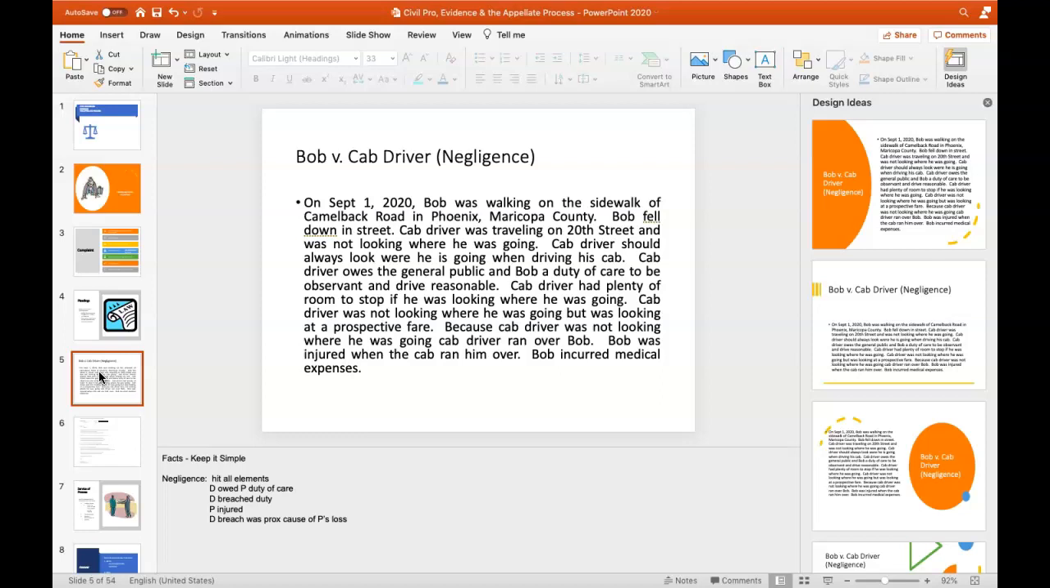Notice that the complaint hits upon all of the elements for negligence. Cab driver owed Bob a duty of care, number 1. Number 2, cab driver breached that duty. Number 3, Bob was injured. And number 4, cab driver's breach was the proximate cause of Bob's loss.